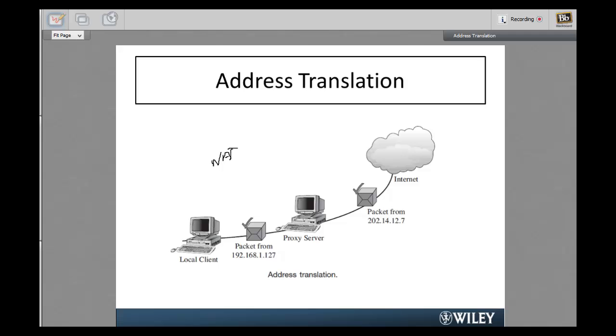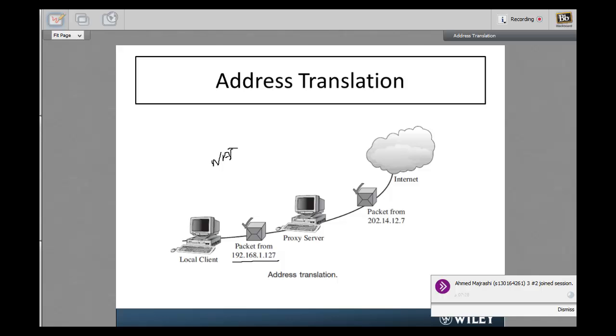So here you can see a figure in which I have a local client and I have the internet. The local client is a part of the network. Inside the network, it has a private address, 192.168.1.127. This is a private address within the network only.